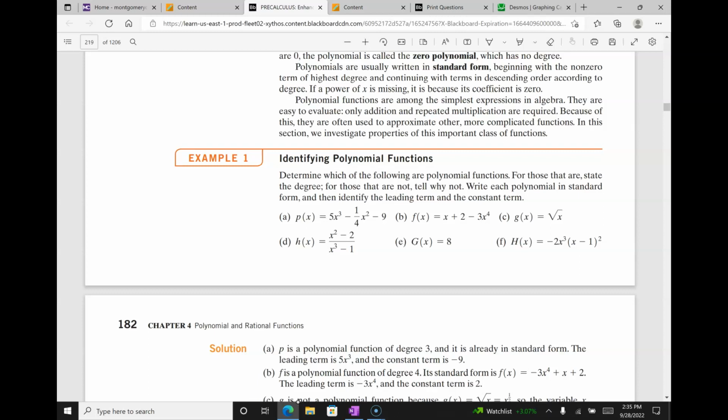Polynomial? No, that's a rational function, like a fraction, a ratio. So they have to be whole numbers to be considered a polynomial. I have to have some number times x to the 0 plus some number times x to the 1 plus some number times x squared plus some number times x cubed, right, up to wherever I want.